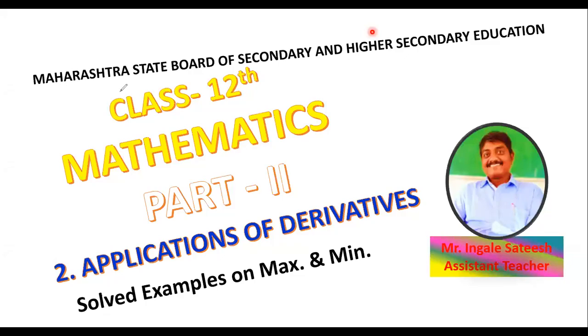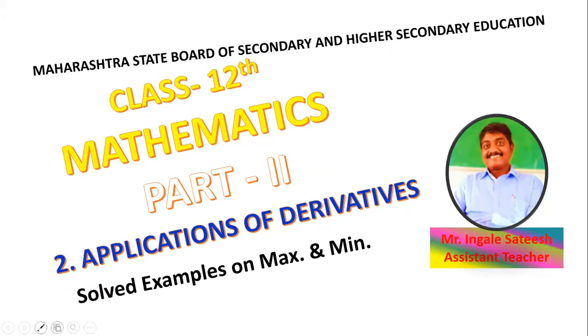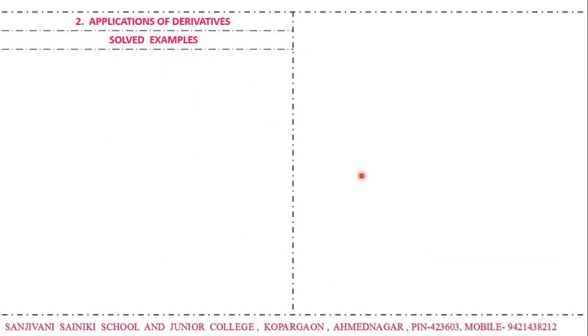Today we will see the solved examples based on the maxima and minima. So let us start our session. The first example is: find the maximum and minimum value of f(x) = x^3 - 3x^2 - 24x + 5.